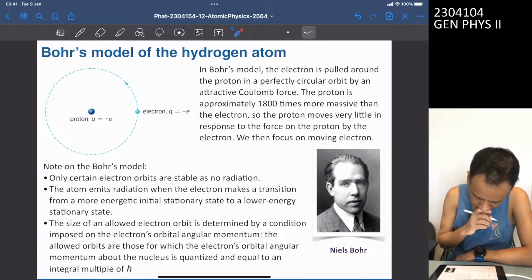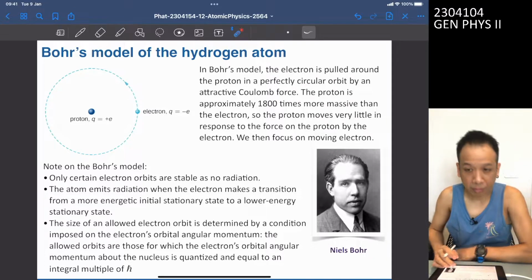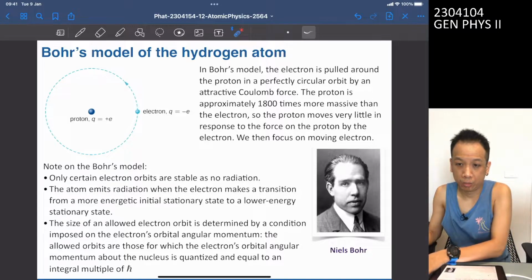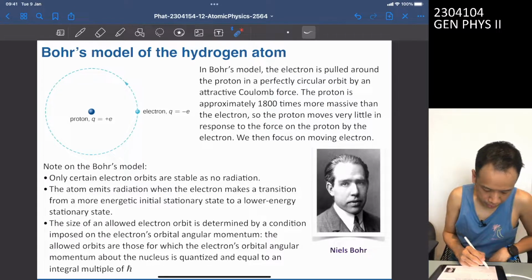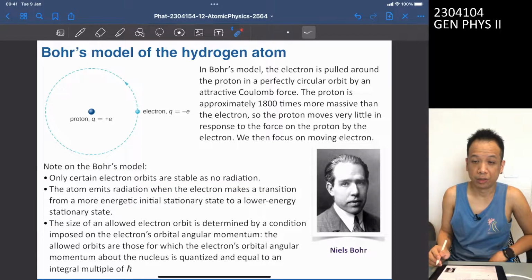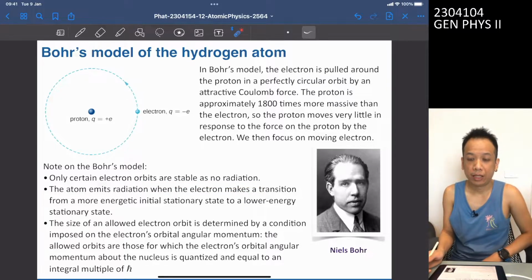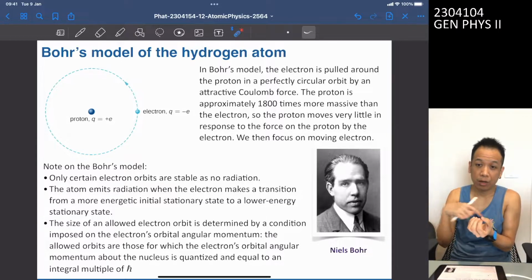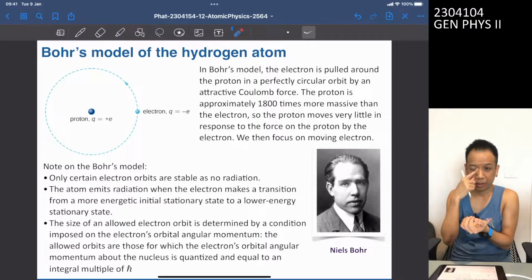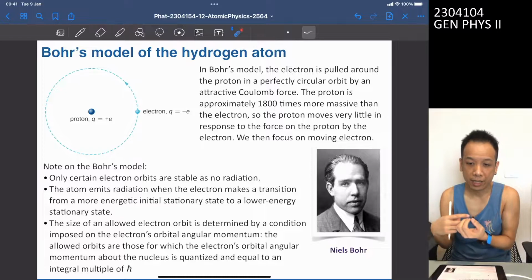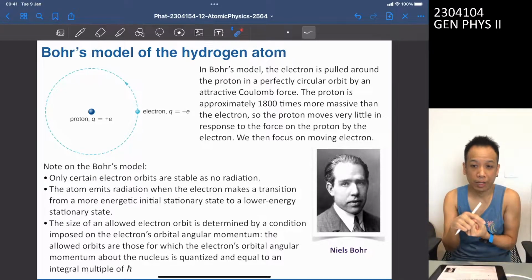Okay, but there are some key points of the Bohr model. The first one: he said that only certain electron orbits are stable and have no radiation. So what does it mean? It means that when the electron is traveling in a circular orbit, it has acceleration.